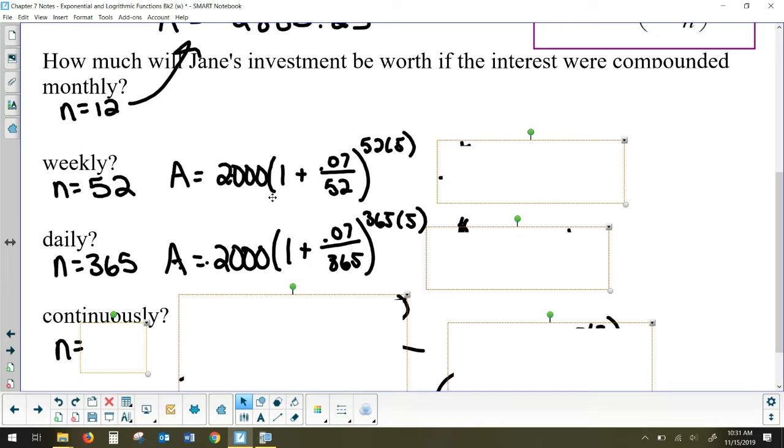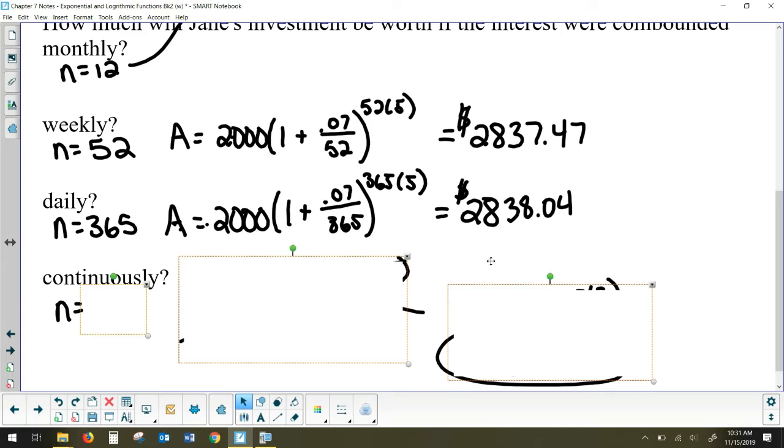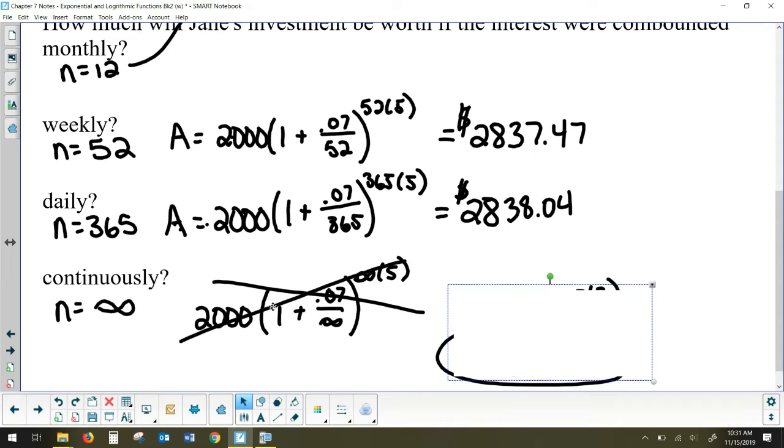Weekly, we end up with an equation like this. This is your monthly, your daily equation. And this is what it would look like. So what would it look like if we compounded continuously? We would have those infinities in there, and it just doesn't work. You can't type infinity into your calculator.